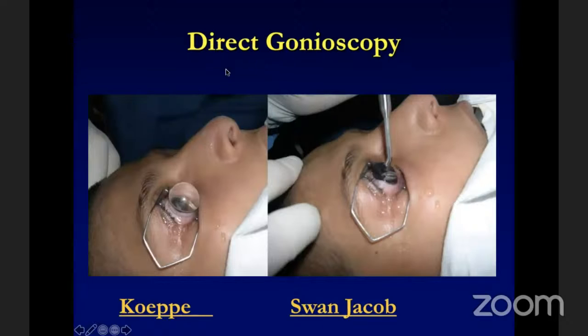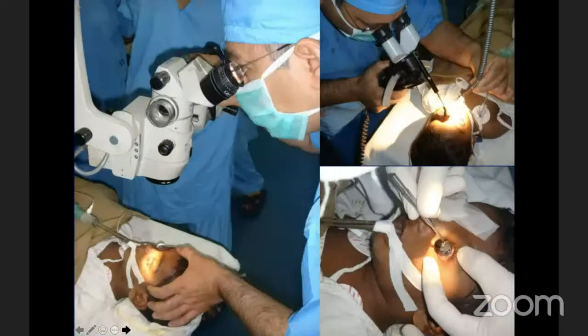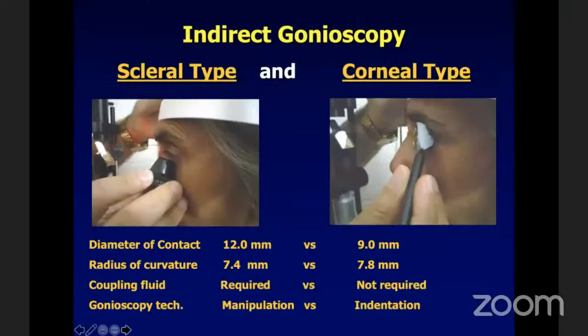This is an example of direct gonioscopy. This is the Koeppe lens being used, and this is the Swan-Jacob lens being used for a patient under anesthesia. You can use this directly with the magnification of the microscope, or you can use a handheld slit lamp to view the 360-degree angle with the Koeppe or the Swan-Jacob lens. A direct gonioscopy being done in the operation theater.